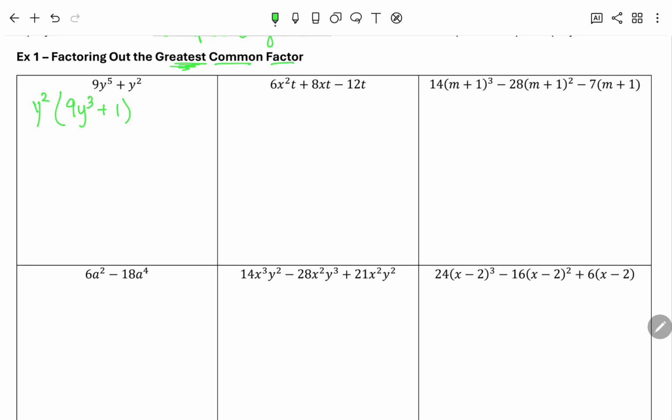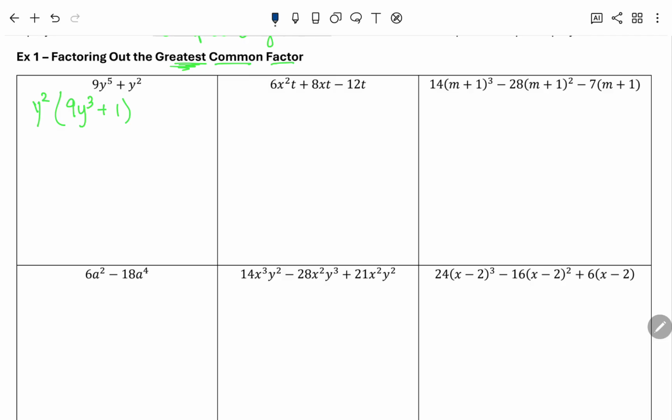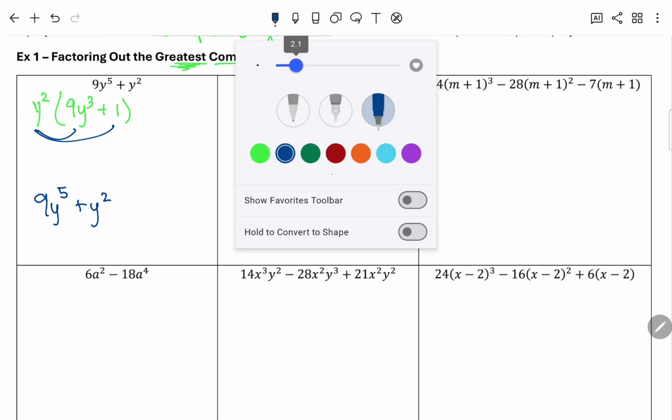A way that you could check, and we're not going to do this for all of them, but you're always welcome to do it, is to multiply it back like we learned in the previous lesson to see that you get what you originally had. Okay, so I know that I did factor this properly. The green in this case would be my answer.